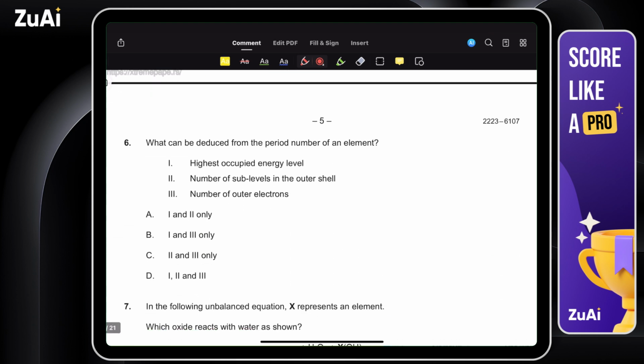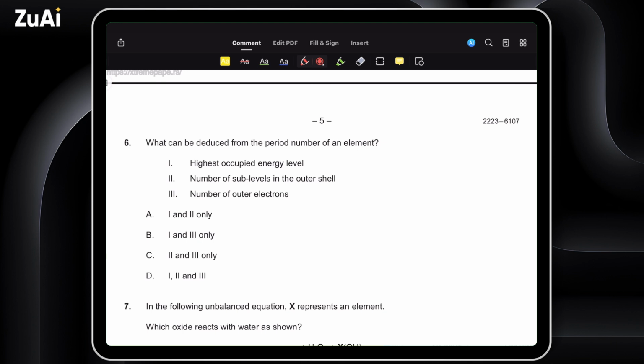What can be deduced from the period number of the element? Highest occupied energy level, number of sub-levels in the outer shell, and number of outer electrons. So period represents the total number of shells. So we can say that, like lithium, beryllium, boron, carbon, nitrogen, oxygen, fluorine, neon, this is the period. So they all have the same number of shells, but they have different outer electrons.